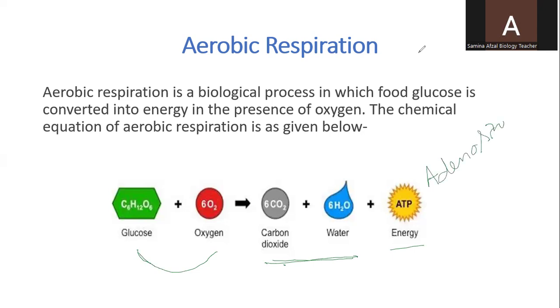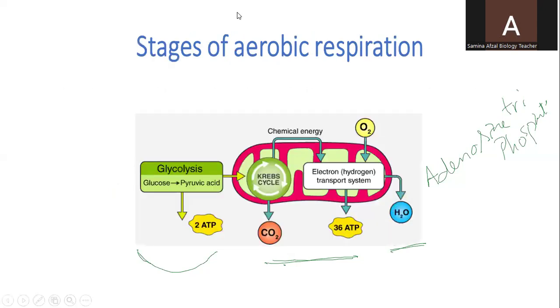adenosine triphosphate energy is released. A large amount of energy is released, and energy is stored in the mitochondria in the form of ATP molecules. And the aerobic respiration takes place in four stages.